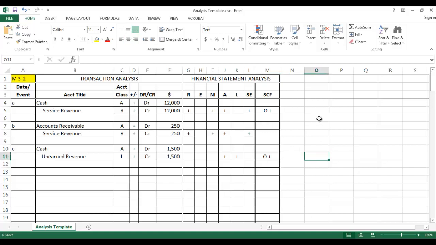Keep in mind, as we always say, when booking any journal entry, we want total debits equal to total credits. We also want to make sure that our balance sheet equation holds for any particular transaction. So we're okay here on letter C.